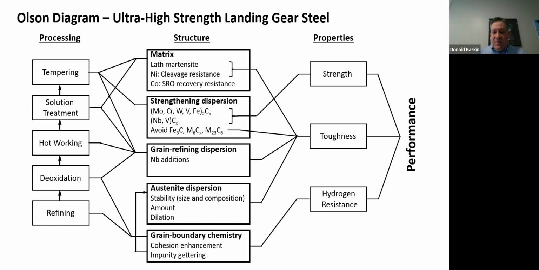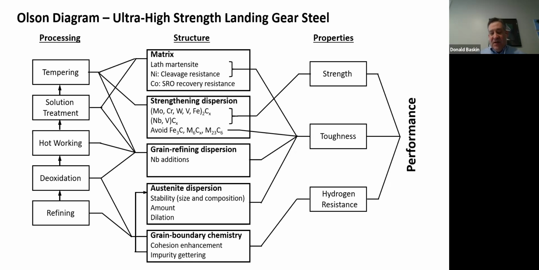Austenite, sometimes when you quench from the solution temperature, there is not enough time for all of the material to transform to even martensite. And sometimes you get a little bit of austenite left over. And that austenite, in some cases, can be good, in some cases can be bad. In this example right here, for ultra high strength landing gear, the austenite is actually very important.